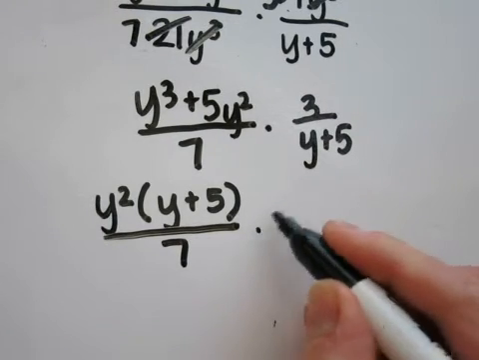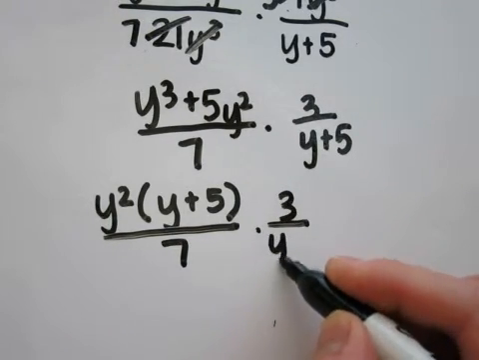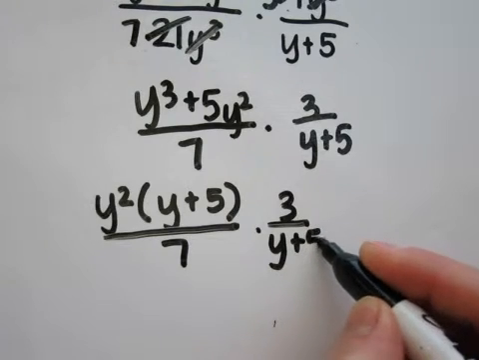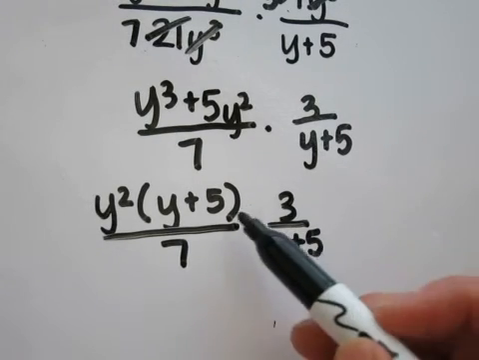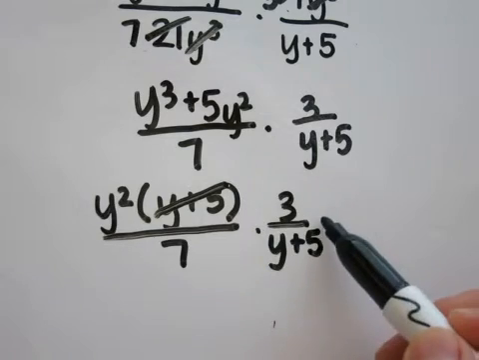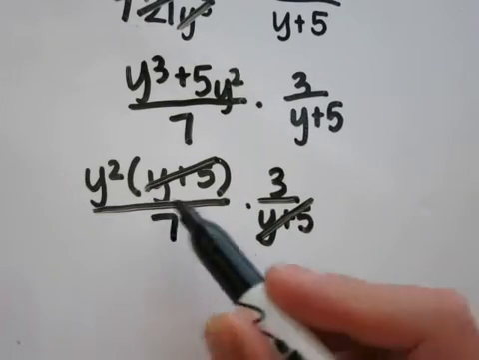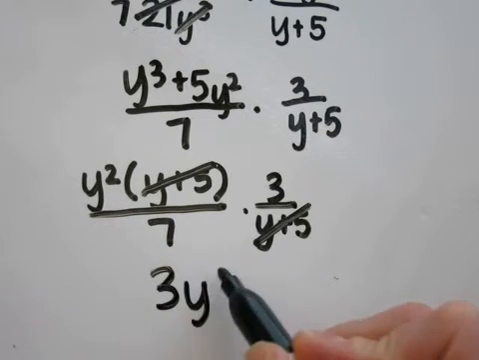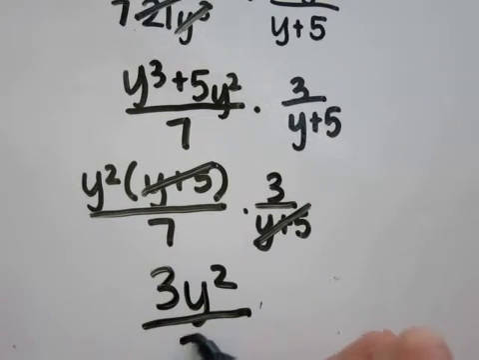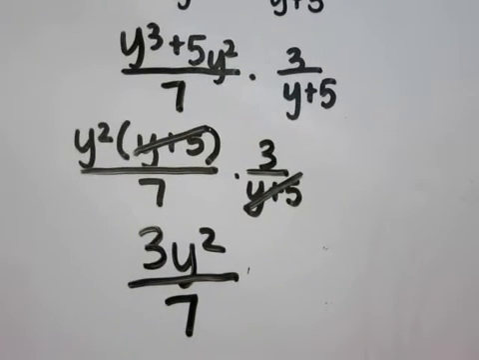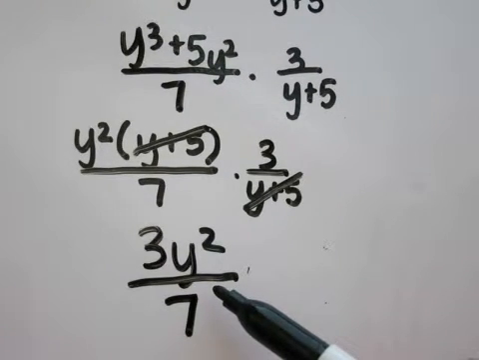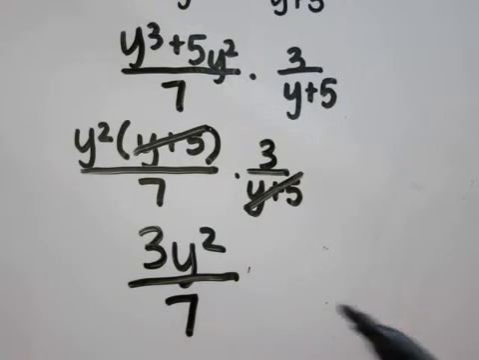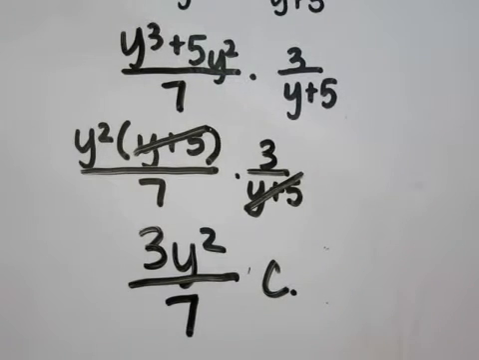Remains over 7. Just carry down the 3 over y plus 5. Now my y plus 5s will cancel out. Y squared times 3 is 3y squared. Remains over 7. I can't simplify this anymore, so my answer is 3y squared over 7. Looking at the choices they give you, this is the same as letter C.